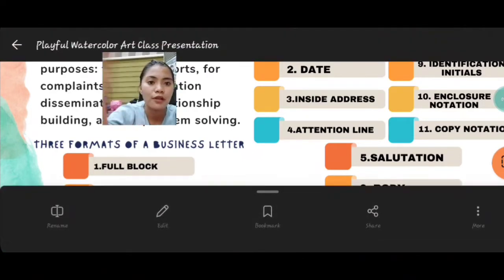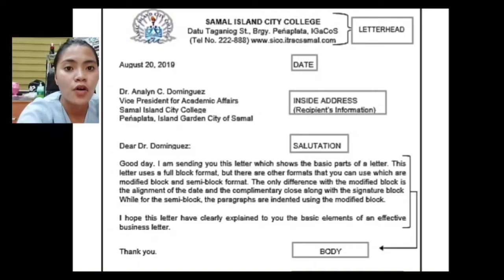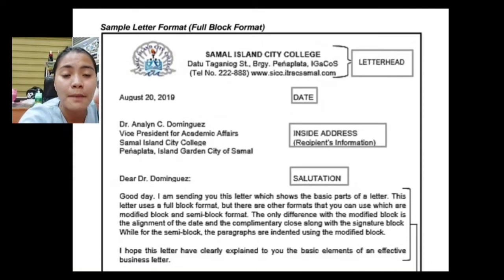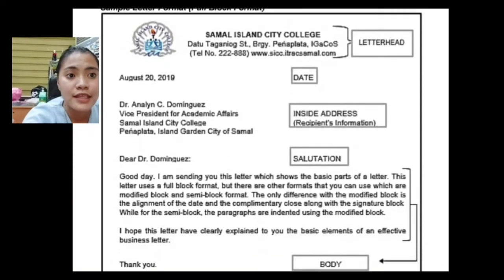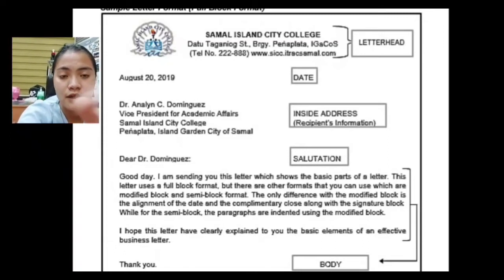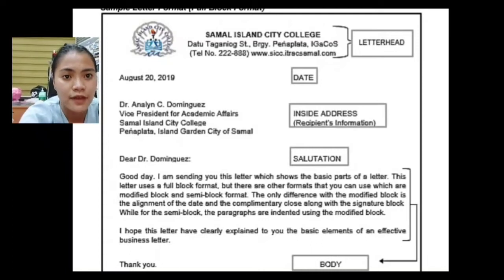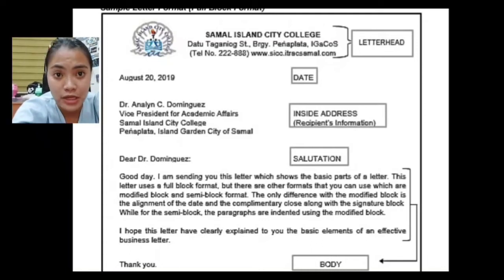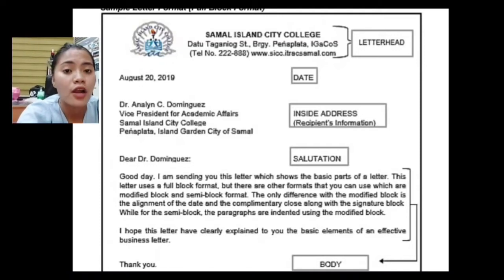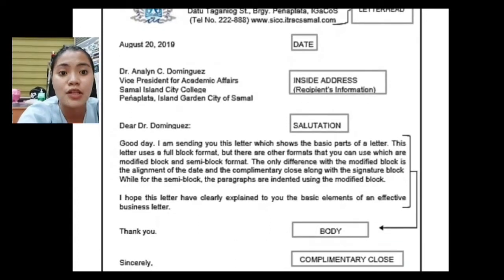I give you an example of this one also. So here is the example of the sample letter format, and this is the letterhead over there. You can see here the date. I said earlier that this is the format, and the inside address. This is Dr. Annalen, Vice President, and then the recipient information. The recipient information, the sender, or kanang imong sendan sa iyang name. Person ni Dr. Annalen C. Dominguez kay ihatag man kay Dr. Annalen C. Dominguez. And this is the salutation.